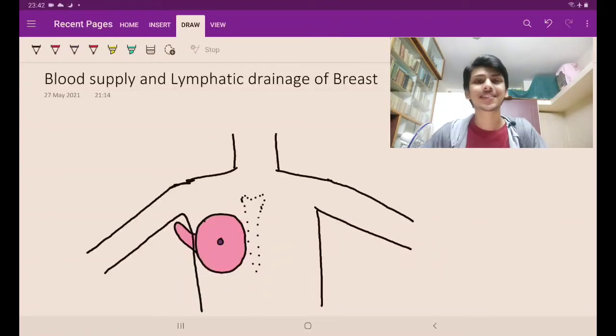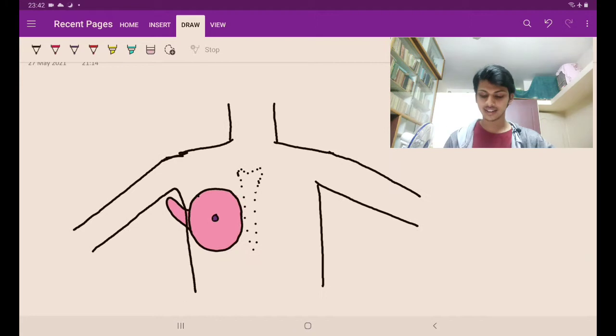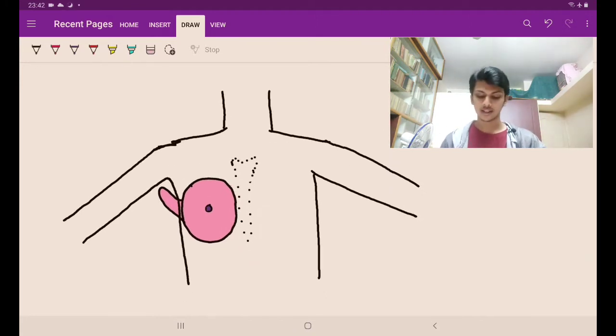This is Ulas. Today we'll be starting with the blood supply and the lymphatic drainage of the breast. It is one of the very interesting topics, guys. Let's get started. Here I have a diagram of the chest. There is the sternum in between. The sternum is the bone. Now the extent of the breast is from the lateral border of the sternum medially to the anterior axillary line laterally.